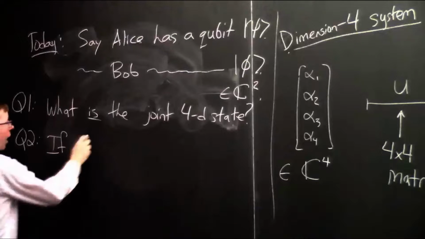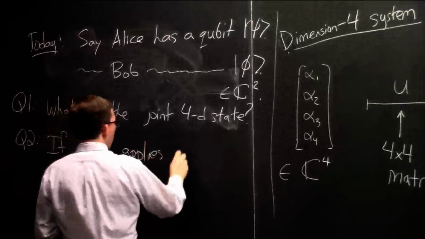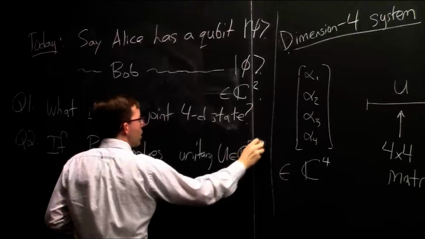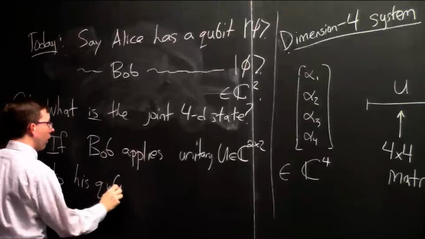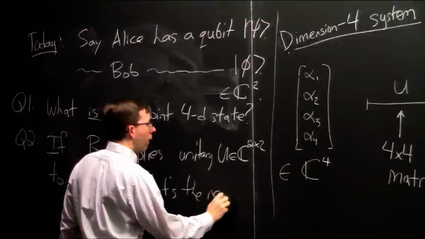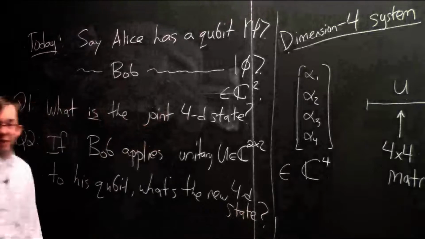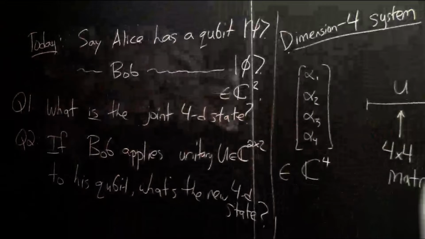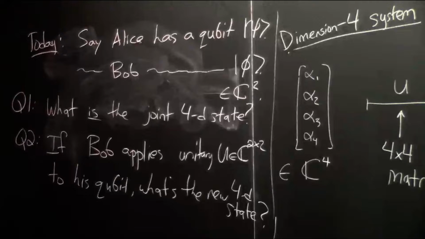In particular, let's say Bob applies a unitary U, which is a 2×2 matrix, to his qubit. What's the new 4D state? And we could ask an analogous question if Alice does some kind of transformation to her qubit. Okay, so that's talking about unitaries.